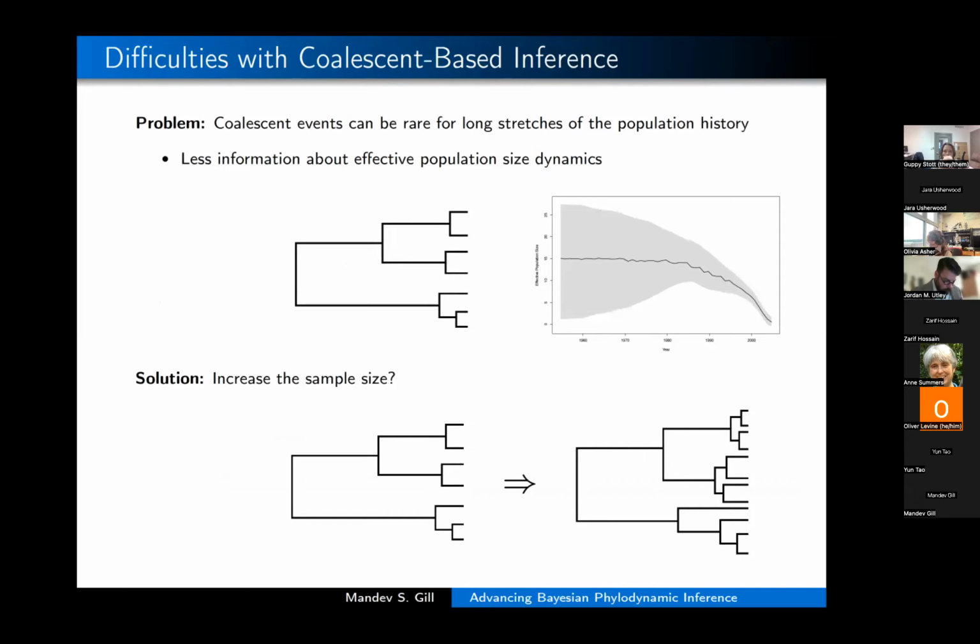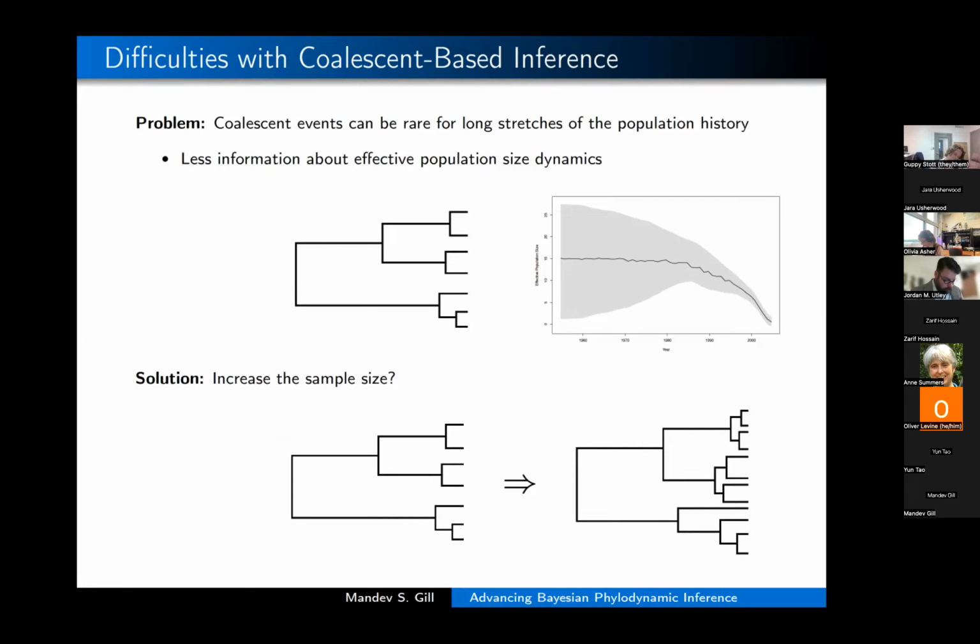So in a certain sense, the more coalescent events we observe in a given time interval, the more information we have about the population dynamics in that interval. And we see an illustration of this issue in this genealogy on the left-hand side, and on the right-hand side, the corresponding plot of an effective population size trajectory and the uncertainty of the estimate in shaded gray. So the uncertainty, the gray region, increases as we go back in time and encounter fewer coalescent events.